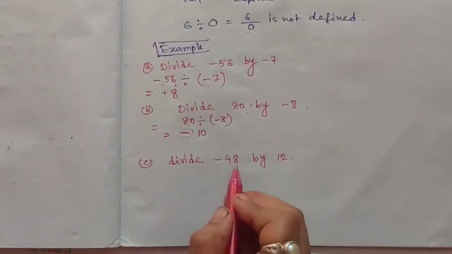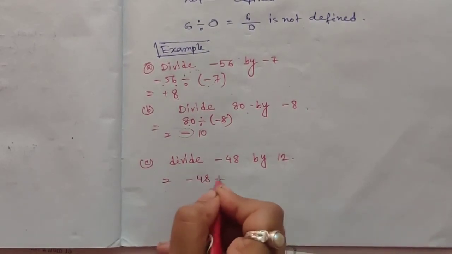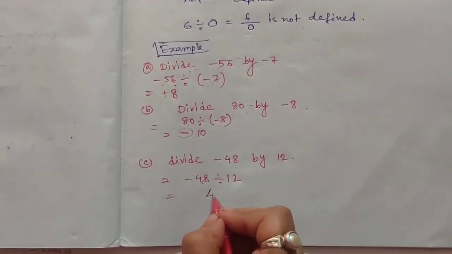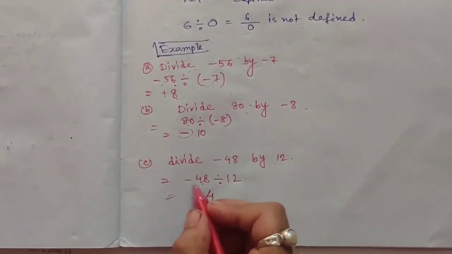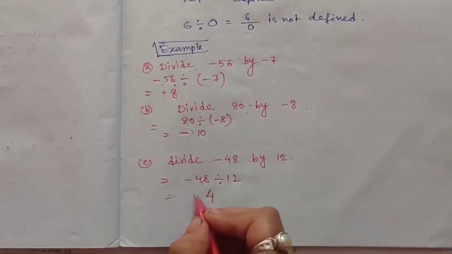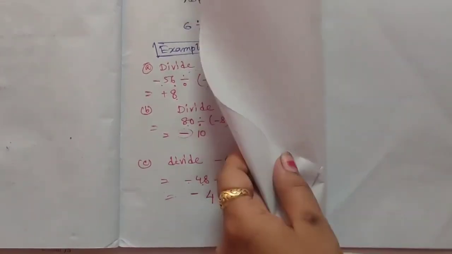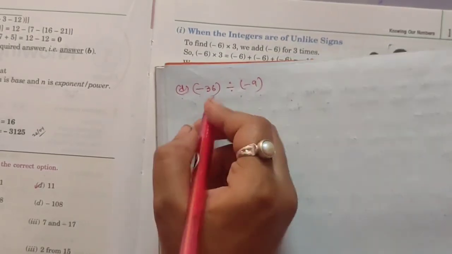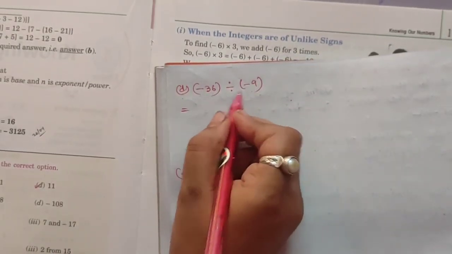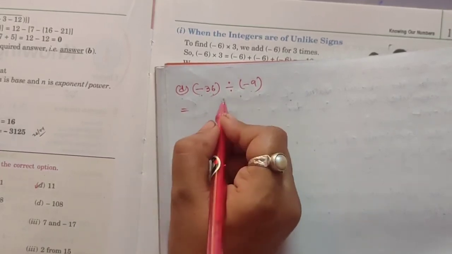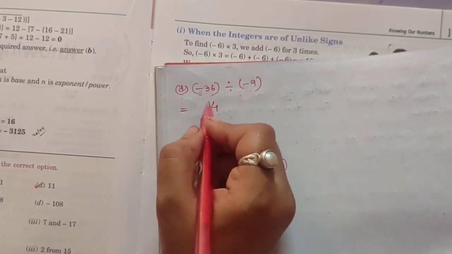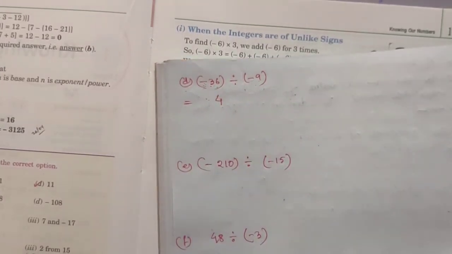Next one, divide minus 48 by 12. If you divide 48 by 12, you will get 4, since 12 4s are 48. But these two integers are of opposite sign, so the sign will be minus. So minus 4 will be the answer. Okay. Next, minus 36 divided by minus 9. First we will divide 36 by 9, and you will get 4. These two integers are of the same sign, so we will get plus. So plus 4 will be the answer.